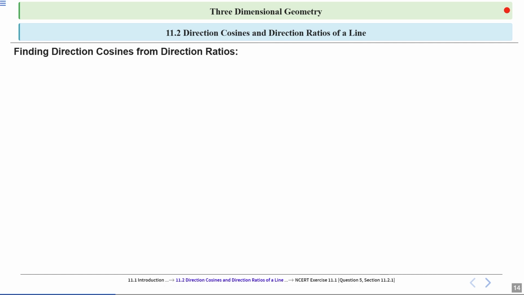Now we will start by finding direction cosines from direction ratios. So let's start by expressing the direction cosines in terms of the direction ratios. We use the variables L, M, N for the direction cosines and A, B, C for the direction ratios. So we can write L equals A times K, M equals B times K, and N equals C times K for some constant K.